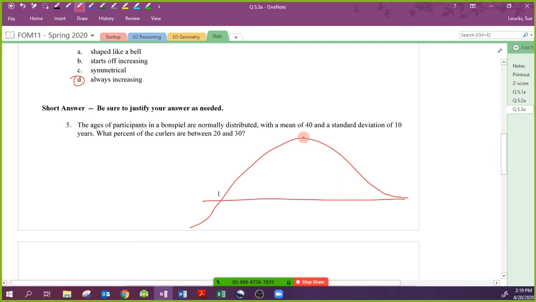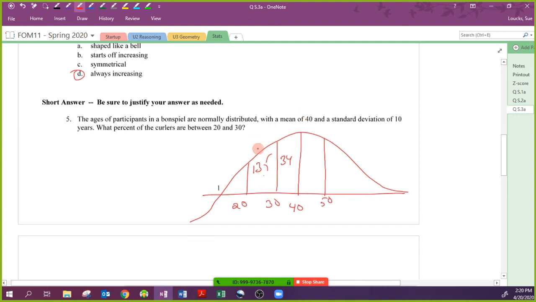Okay, we've got a mean of 40 and a standard deviation of 10. So if we go up one standard deviation, we've got 50. If we go down one, we're at 30. And if we go down another one, we're at 20. So if I remember my numbers from above, this is 34% in here, and this is 13.5% in this area. So the answer is 13.5%.